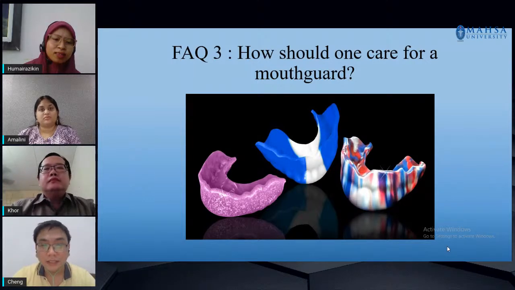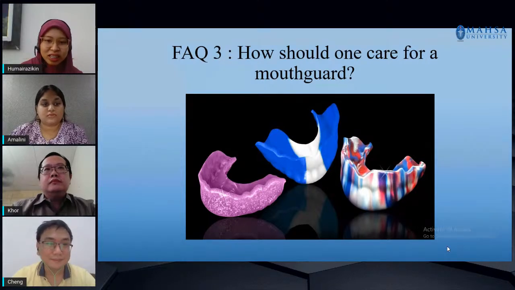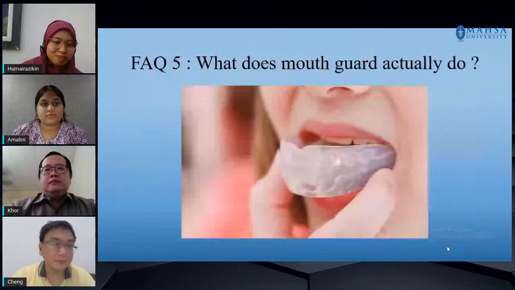We need to know that heat is bad for the mouth guard, so we don't leave it in direct sunlight, and we also don't bend the mouth guard when storing. Other than that, you shouldn't share your mouth guard with other people. We just don't wear other people's mouth guards. So it's better to have your own mouth guard. Thank you, Doctor.